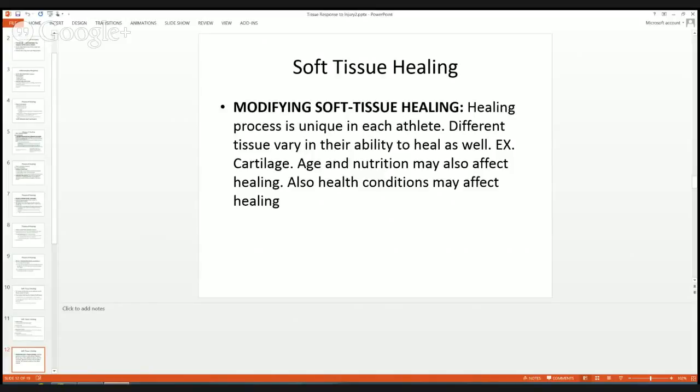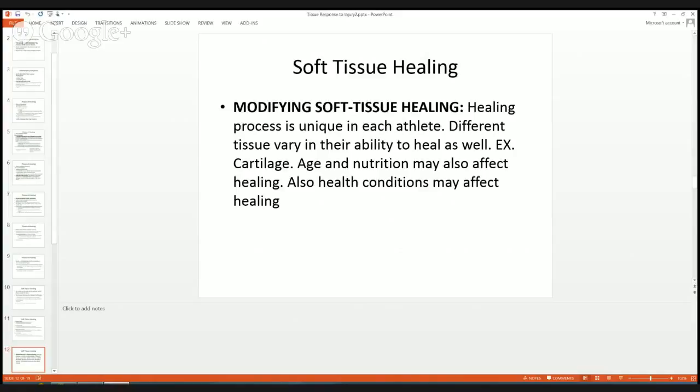You got warmth, now you're tired. Modifying soft tissue healing. The healing process is unique in each athlete, so what might work for one might not work for another. That's why when your coach comes up and says, how long is this ankle going to take? How long is this hamstring going to take? You can't say it's going to be the same length as the last one. It just doesn't work. Okay?